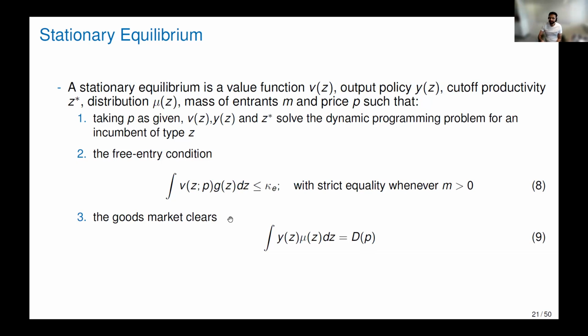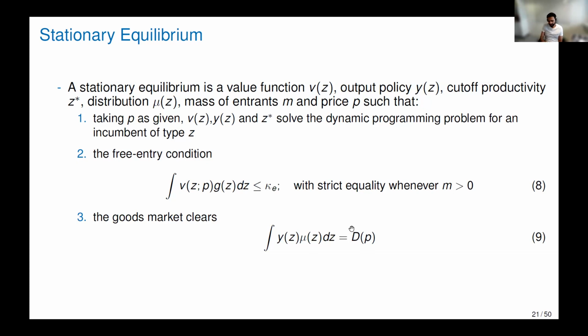Then we also said that there will be a goods market clearing, which means that given this price that is pinned down by the free entry condition, you have to make sure that the total demand for the good at that price equalizes the total output of the economy. This is different from the models you may have studied before, where prices are pinned down by the market clearing. Here, it's not the case. The price is pinned down by the free entry condition, and market clearing pins down the number of firms that will operate in the economy.